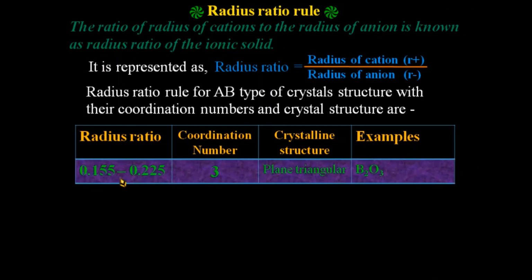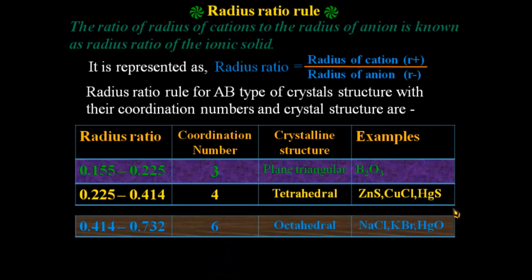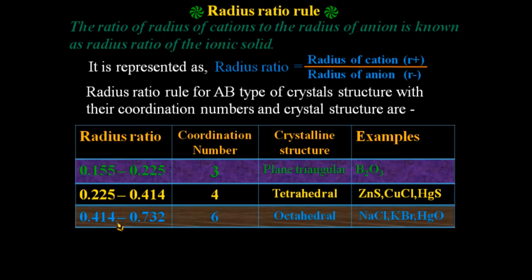Now, first, radius ratio range 0.155 to 0.225. The coordination number becomes 3 and its crystalline structure is planar triangular, for example B2O3. The next one, radius ratio range 0.225 to 0.414. Coordination number becomes 4. Shape tetrahedral, crystalline structure tetrahedral. Examples ZnS, CuCl, HgS.